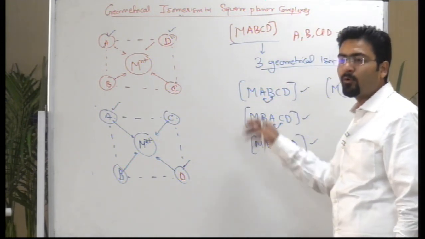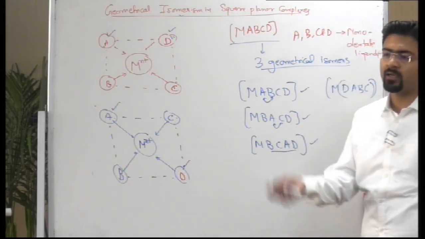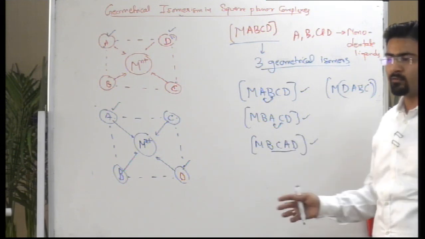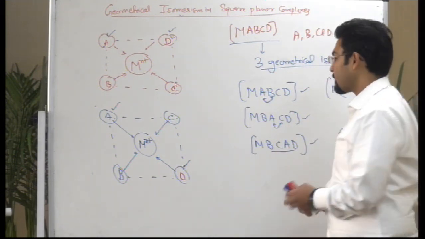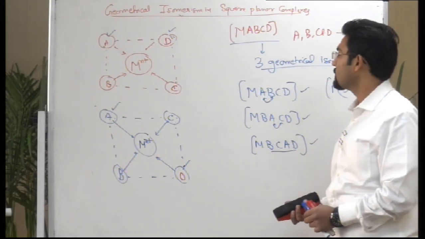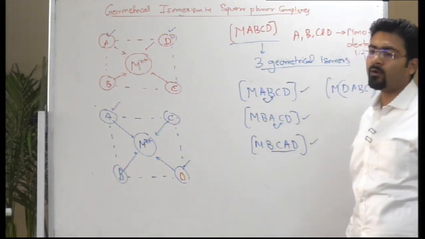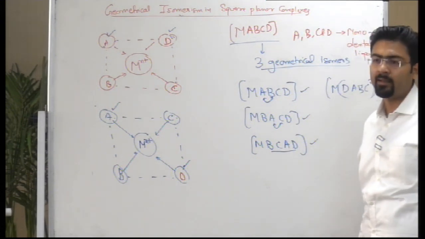So even if you want to draw it yourself, though it will never be asked, if you want to check what 3 distinct cases will be formed, you can remember it this way. So in a square planar complex, only these cases will be formed with monodentate ligands.